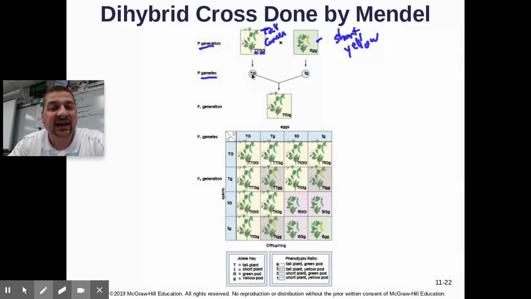Well, this parent is going to pass on a big T and a big G. That's the only thing it can pass on. This one, we could write them all out, but it's going to pass on a little t and a little g. So when you combine them, you put the t's and the g's back together. All of them are going to be big T, little g.